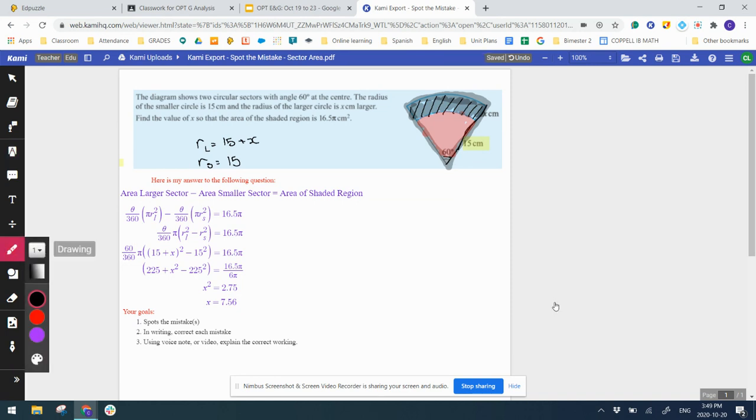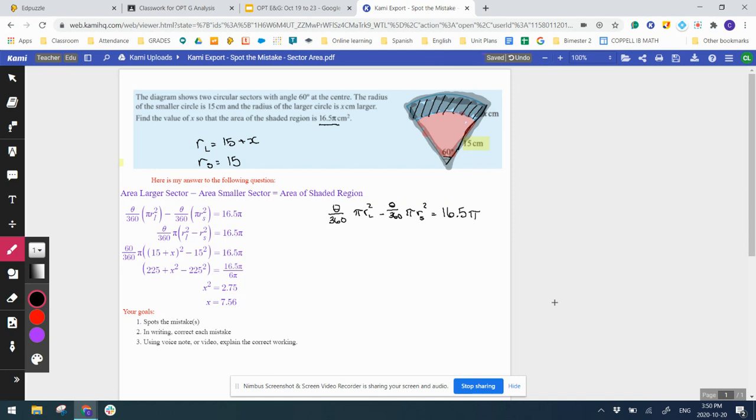So if I use my formulas, we know the formula of theta over 360 pi r squared. Remember, we're going to make this one the larger circle. Then we're going to subtract theta over 360 pi, and then the radius of the smaller circle squared. And then it tells us to find the value of x so that the area of the shaded region is 16.5 pi. So it tells me that this needs to equal 16.5 pi.